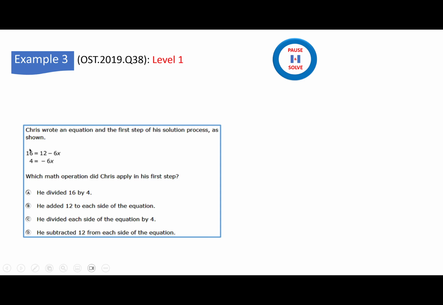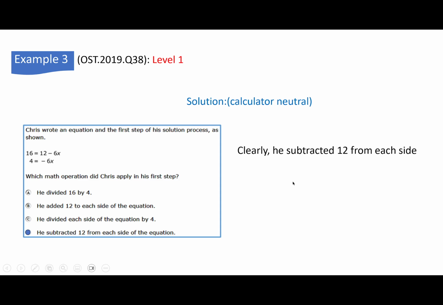If you look here, 12 disappeared, which means he subtracted the 12 from both sides. So clearly he subtracted 12 from each side. Very simple. A question like that, guaranteed. Don't lose a question like that.